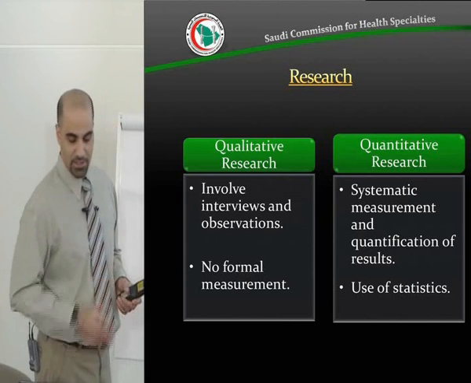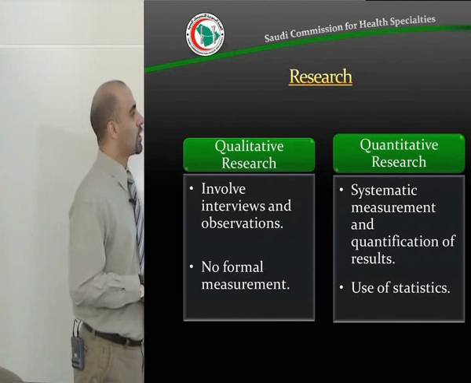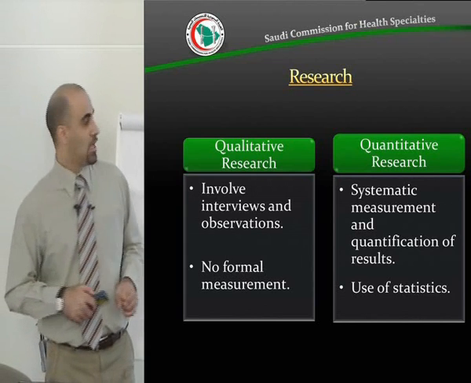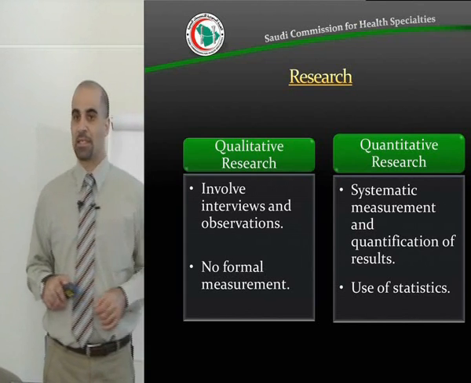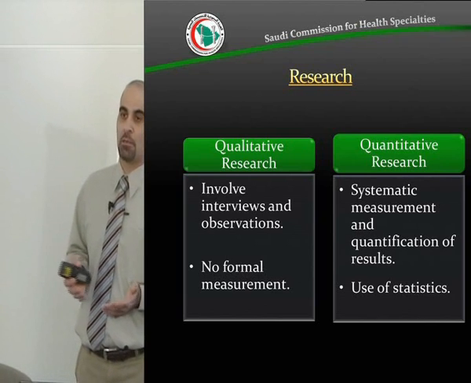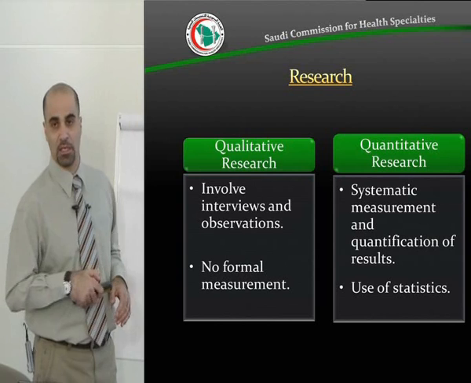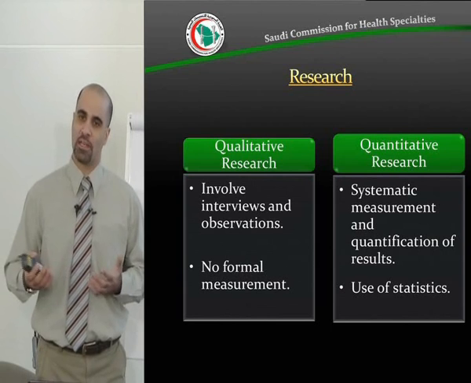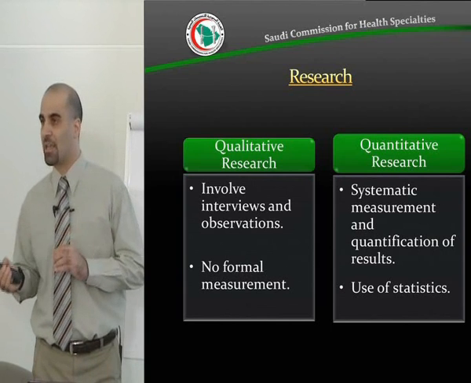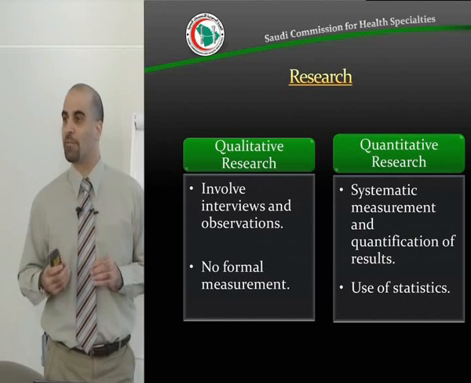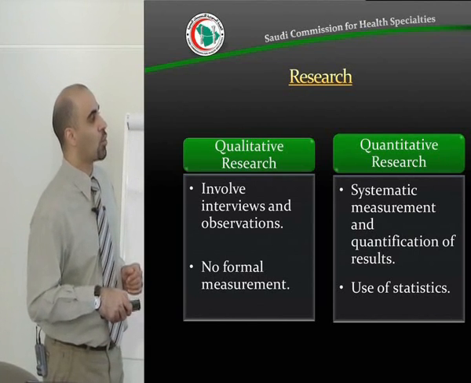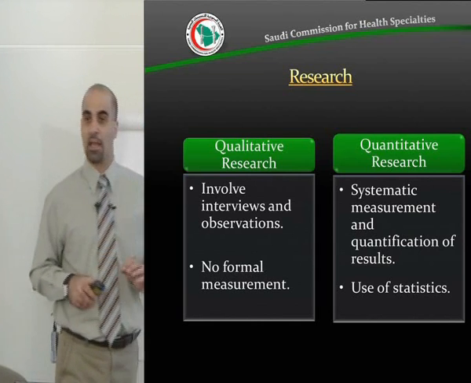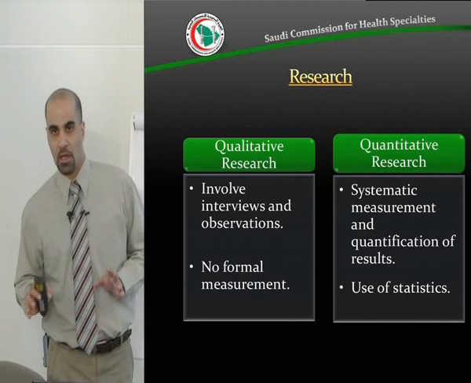On the other hand, quantitative research is where we do systematic measurement and quantification of results. And this is where we use statistics. So even, for example, if I'm measuring blood pressure, I give it a number, so I'm quantifying it. Even if I'm doing something like quality of life, which is kind of qualitative in nature, there are scales and questionnaires that will give numbers to the quality of life. So again, I'm quantifying the quality of life. Whenever I'm doing quantitative research, I have to give numbers to anything that I am including in the research.